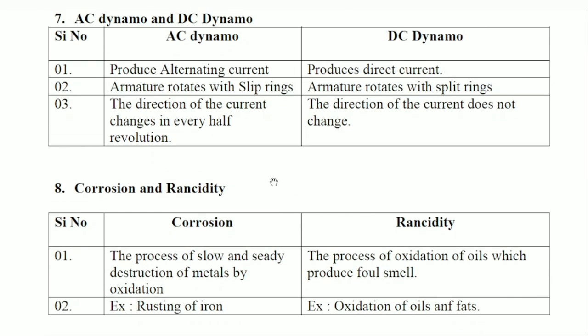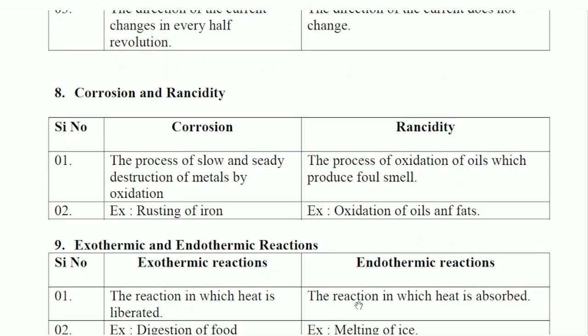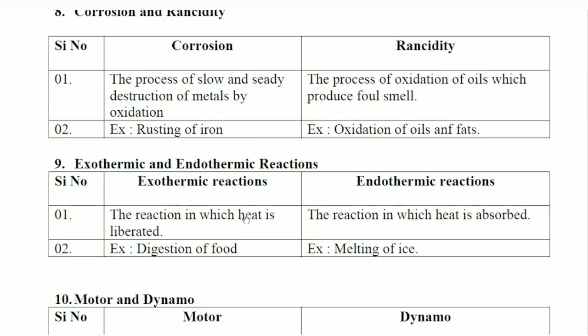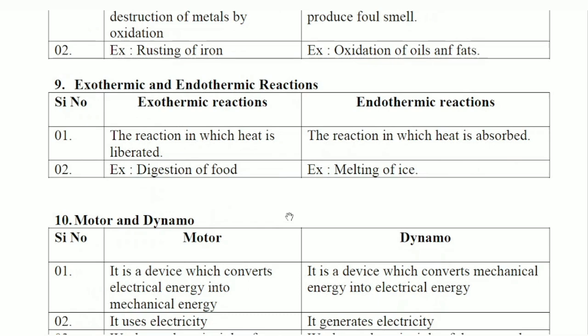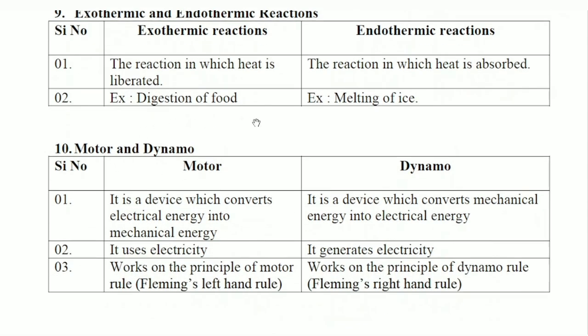Next, corrosion and rancidity. Next, exothermic and endothermic reactions. So what are the differences between them? Exothermic means a reaction in which heat is liberated. Always heat is liberated, for example, digestion of food. If heat is absorbed, that is an endothermic reaction, for example, melting of ice, because to melt ice it requires heat.